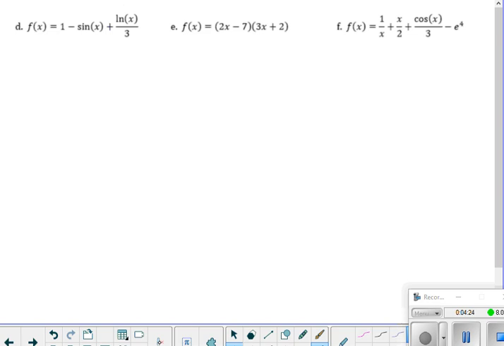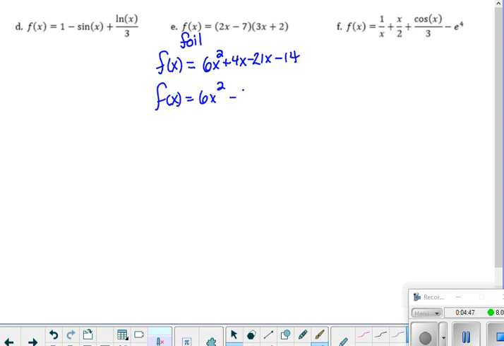Okay, we come into letter E. We have seen these before. We cannot do derivatives of products, but we can do derivatives of polynomials. So let's FOIL this out and get what? A 6x squared, a plus 4x, a minus 21x, and a minus 14. Simplifying, pulling those two middle terms together, looks like a negative 17x minus 14. And now you're off to the races.